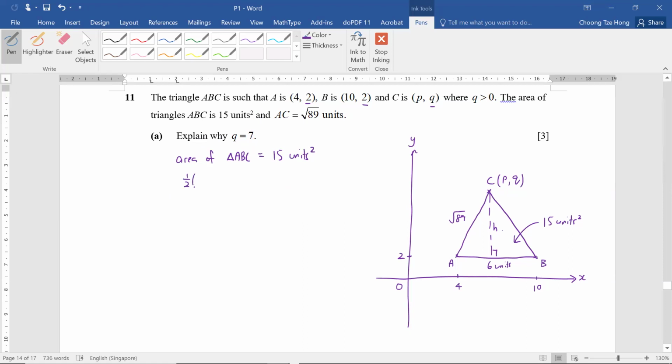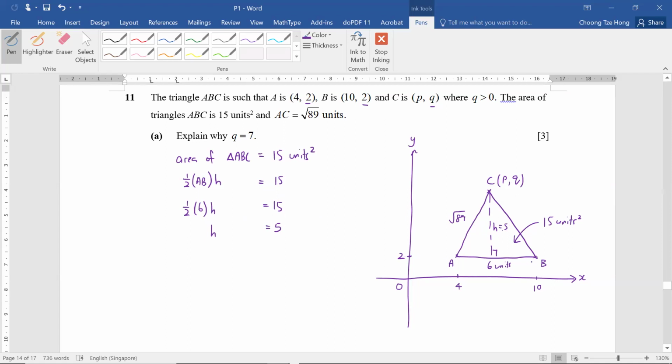So half times the base, which is the length of AB, times the height of the triangle, which we have labeled as H, will give us 15, right? Okay, so we know that AB is 6, so we put in the 6. Half times 6 gives me 3, so 3H is 15, so H will be equal to 5. Okay, so if H is equal to 5, does that explain why Q is 7?